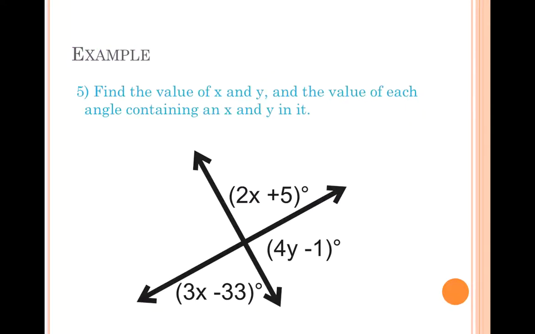Holy hot dog, you guys. We have another example to do. So this one, again, we're using our properties of the different angle pairs we talked about to solve for the different values of x and y and to find the value of angles. So we're going to be combining all the angle pairs we talked about, which is pretty awesome if you ask me. So go ahead and pause the video and watch example 5.